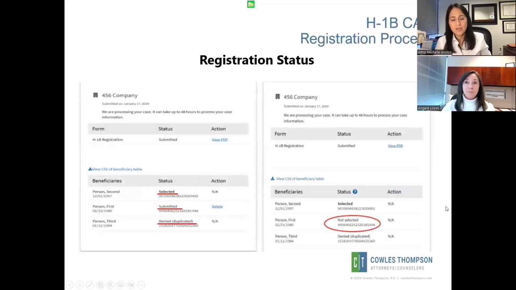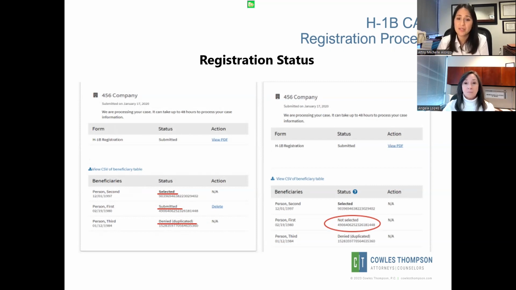And then once registration happens, so we get to the day and you log into your MyUSCIS account, what are you going to see? On the left hand, you'll see submitted. Submitted means that's where we are. If you see it in bold and selected, then you've been selected in the lottery. That's great. On the right side of the screen, you'll see encircled where it says not selected. If you were not selected, it will remain as not selected until October 1st, until the fiscal year. At that point, you'll know whether or not you've been selected.